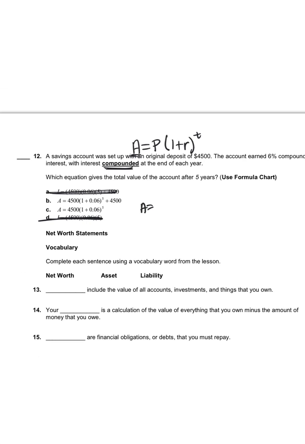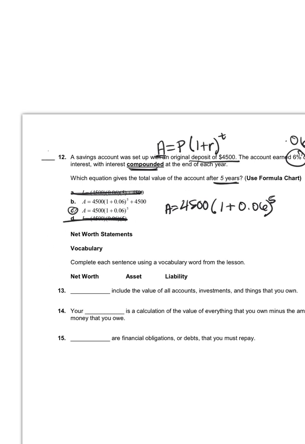So it says a savings account with an original deposit of $4,500. So I put in 4,500. Actually, we can get rid of the parentheses because I don't want to confuse you. So 4,500, open parentheses, 1 plus. Now, R is the rate. Well, it looks like my rate is 6%, which is 0.06 as a decimal, so 0.06. Close parentheses, and we are doing this for 5 years. So T is in the top right, and we got a little 5 up in the top right. So it looks like the only answer choice that matches what we have written is letter C.